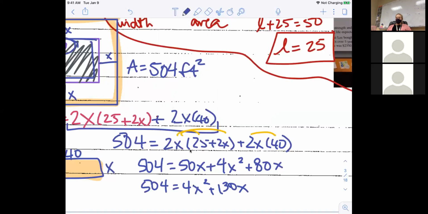And actually here, I want to graph. Sometimes we mess up if we do quadratic formula. Sometimes we mess up if we do too much factoring. So I want to graph this and see what my intersection of these is. I have one equation, 504. That can be my y1. That's just going to be a straight across line. And then I've got my other equation, which is 4x squared plus 130x. That can be your y2. We're going to see where they intersect.